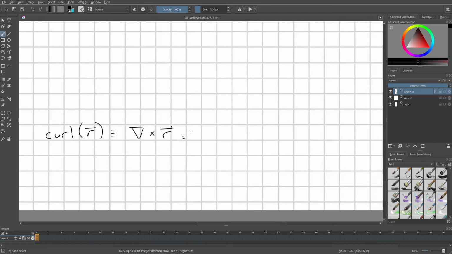And if we remember what our cross product looks like, then we know that it's a determinant. Put i, j, k unit vectors in, and we have d over dx, d over dy, d over dz, and we have Rx, Ry, and Rz in here. And then we just apply these partial derivatives using determinant rules.